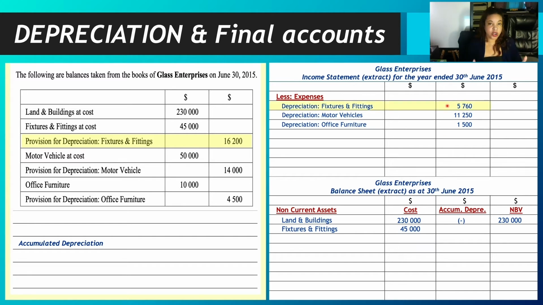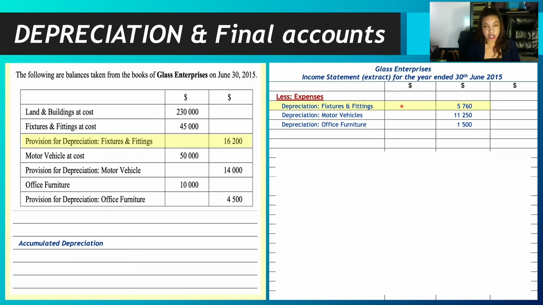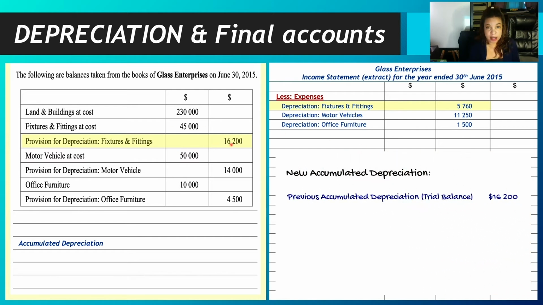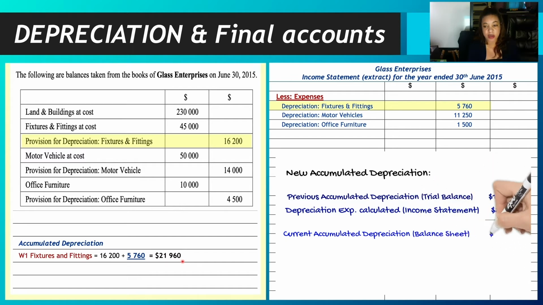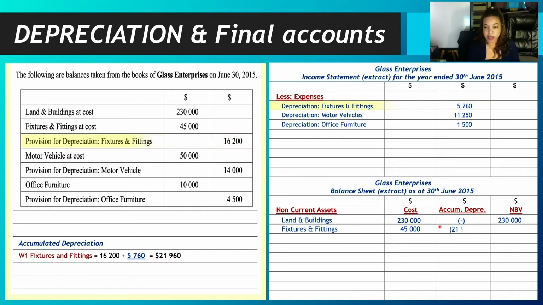So this is what your steps will be. You work out your annual depreciation, and then to find your accumulated depreciation, it will be the one in the trial balance, provision for depreciation, fixtures and fittings, the 16,200, so the previous one, and then you add the annual one that you just calculated. And then you will get your new accumulated as 21,960. And then of course your net book value is simply 45,000 minus 21,960, which will give you 23,040.